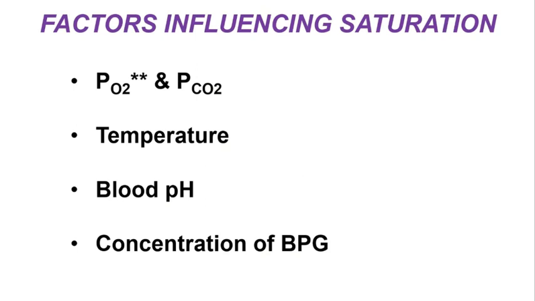So of the factors that we have investigated, we see that the partial pressure of oxygen is the largest influence on the oxygen saturation of hemoglobin, or the oxygen hemoglobin saturation curve. So lastly, let's take a look at BPG concentrations.